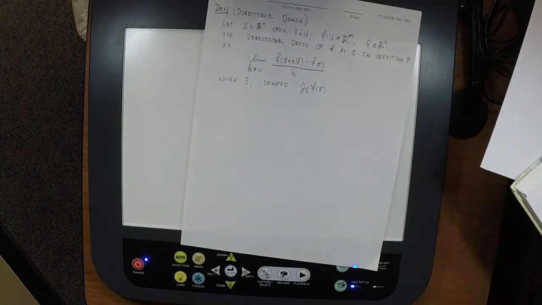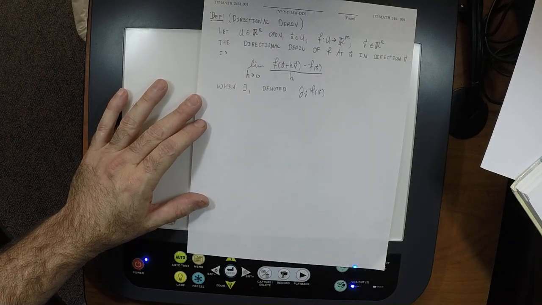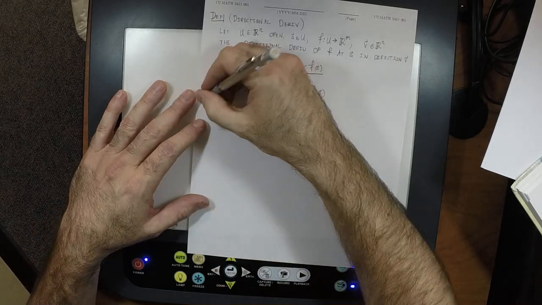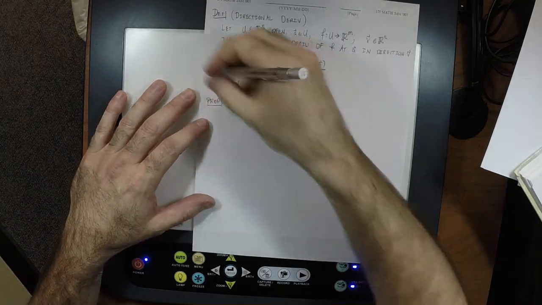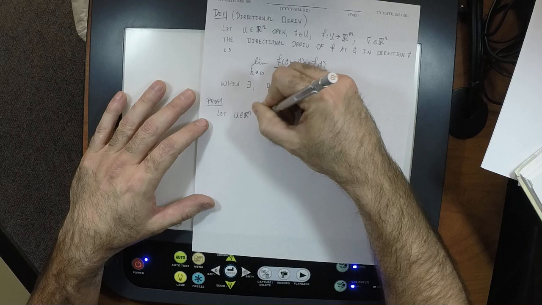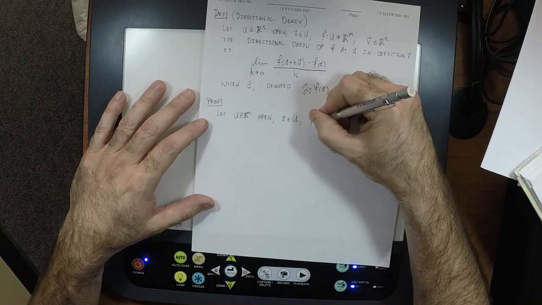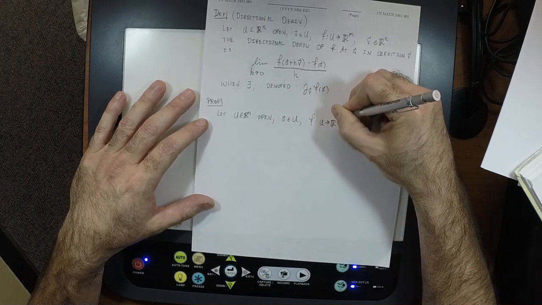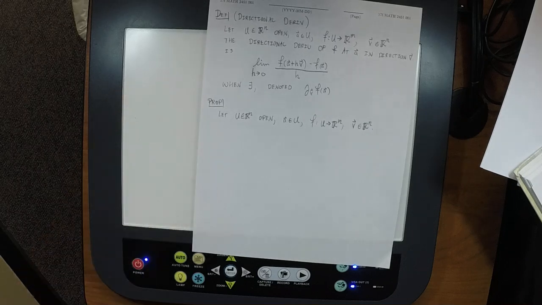So the exact answer to when the directional derivative is homogeneous and additive with regard to the direction is the following proposition. The same standard prelude: let U be open, A in U, f from U to R^m, v in R^n. So same prelude as before. The primary answer to the question I was talking about is the following.